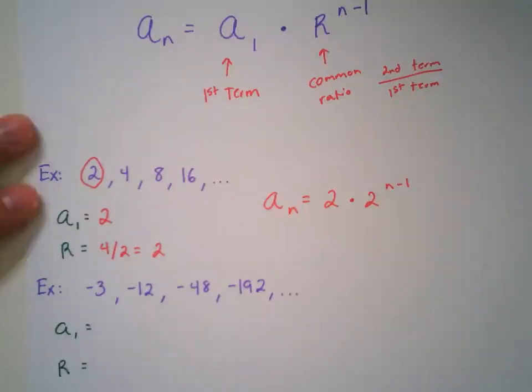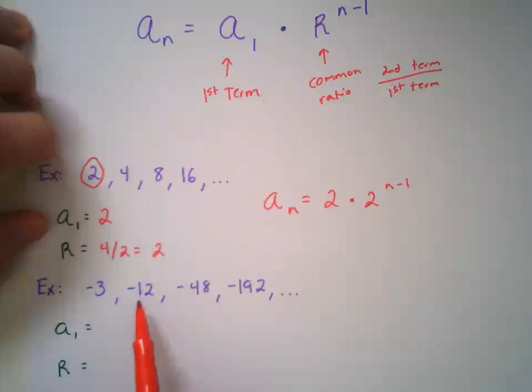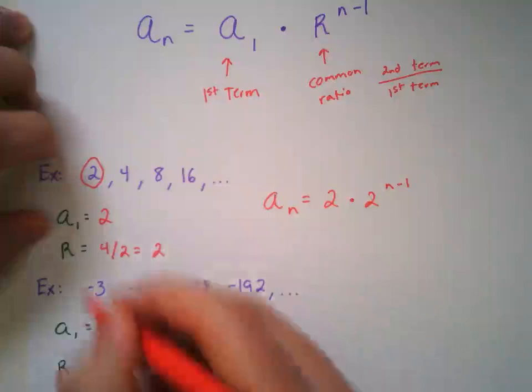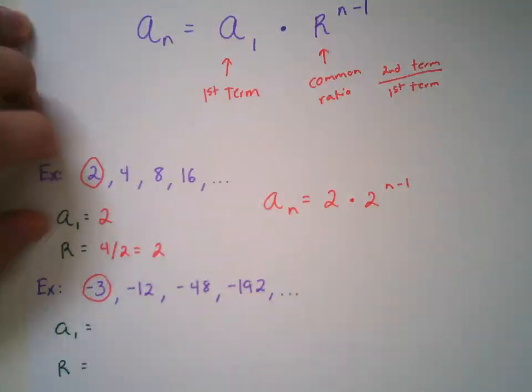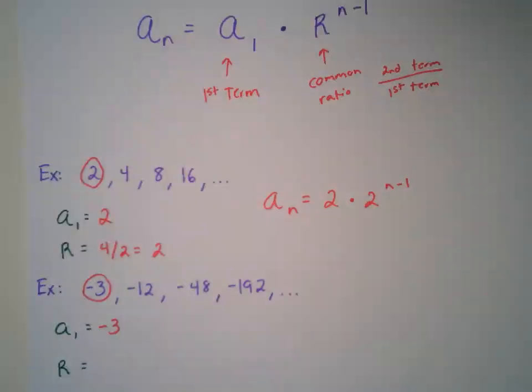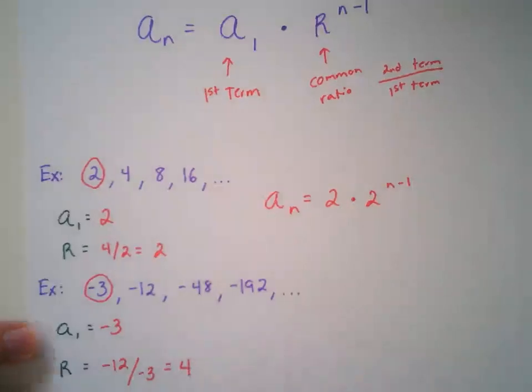Okay. So for our next sequence, we have -3, -12, -48, -192. Well, we have to find our A1, our first term, which is right there, -3, because it's first. So our A1 is -3. Our common ratio, our R, you take your second term, which is -12, divided by your first term, which is -3. You can type that into your calculator, but -12 divided by -3 is going to give you a positive 4 when it's all said and done.